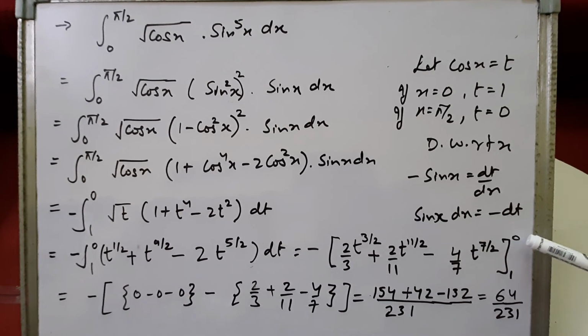Let's do upper limit minus lower limit. So minus I have written outside the bracket, upper limit. So all three terms, when we put 0 here in place of t, they will become 0. Minus in lower limit, when you put 1 here, you will get 2 by 3 plus 2 by 11 minus 4 by 7. This minus and this minus will become plus. Alright children, let's take the LCM and add. We'll get the answer 64 upon 231.